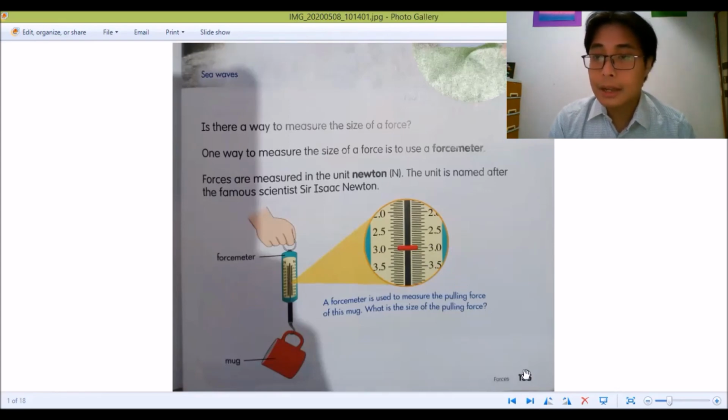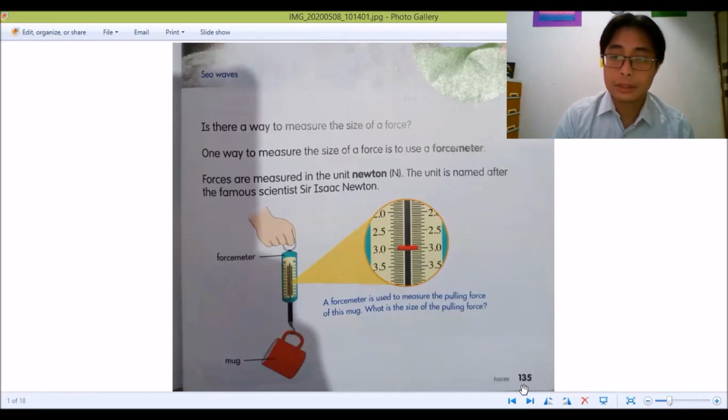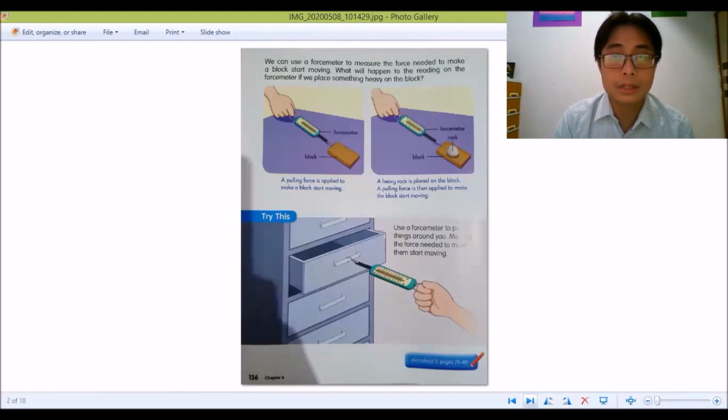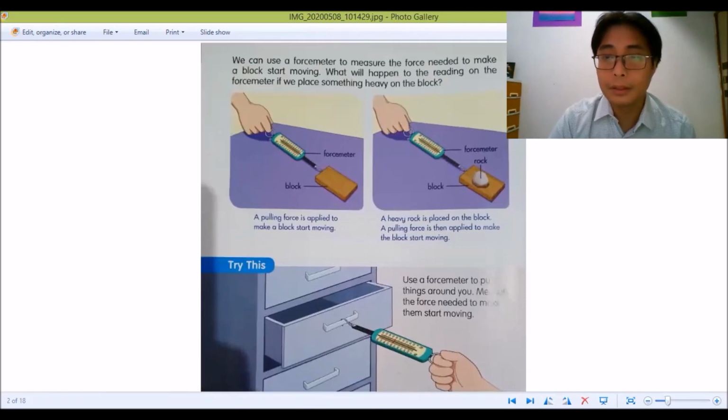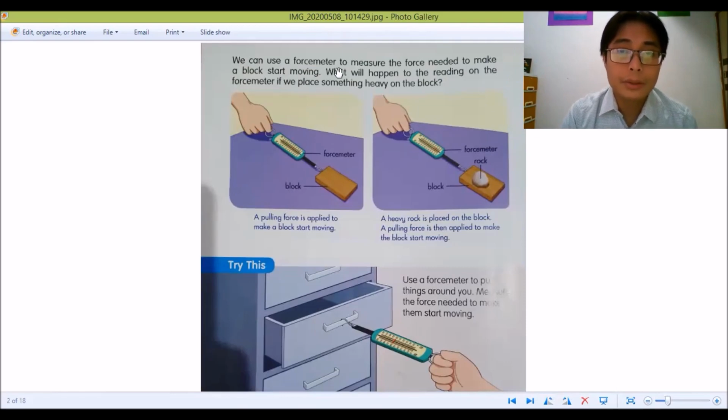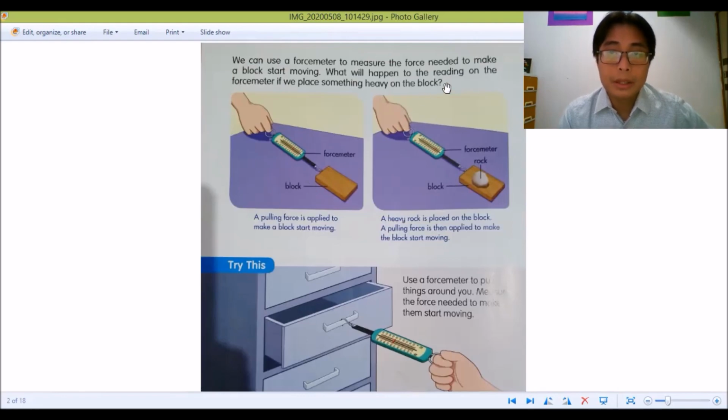Later I will show a different material for this. Okay, next page, page 136. Here we have another example picture. We can use a force meter to measure the force needed to make a block start moving. This is a wooden block. What will happen to the reading on the force meter if we place something heavy on the block?